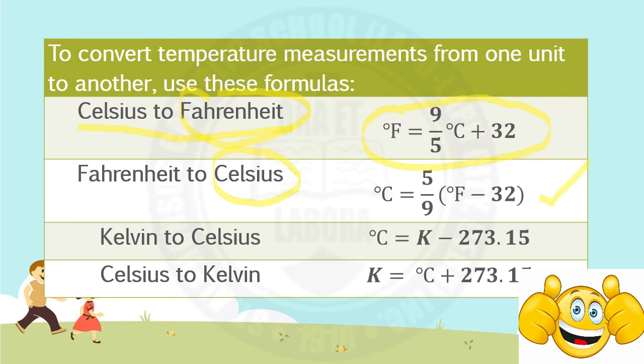Kelvin to Celsius. Our desired unit is Celsius. Degrees Celsius is equal to Kelvin minus 273.15. Celsius to Kelvin. Kelvin is our desired unit, so we need to find how many Kelvin are in Celsius. Kelvin is equal to degrees Celsius plus 273.15. Please don't forget the formulas so that you can convert temperature measurements from one unit to another.